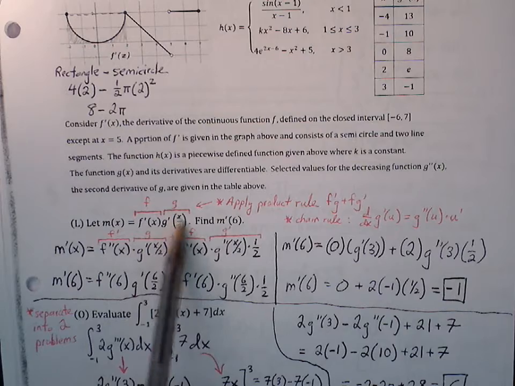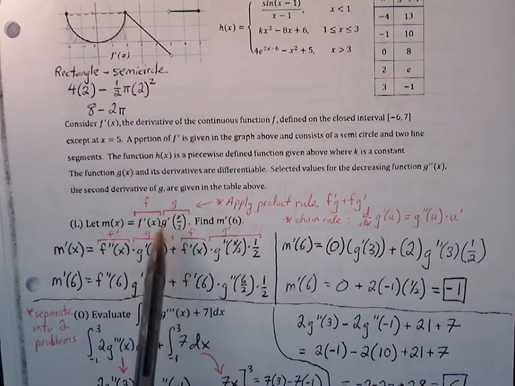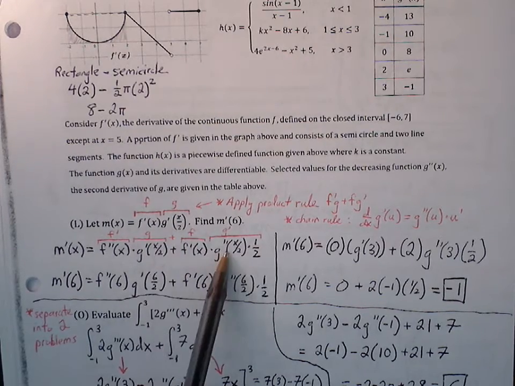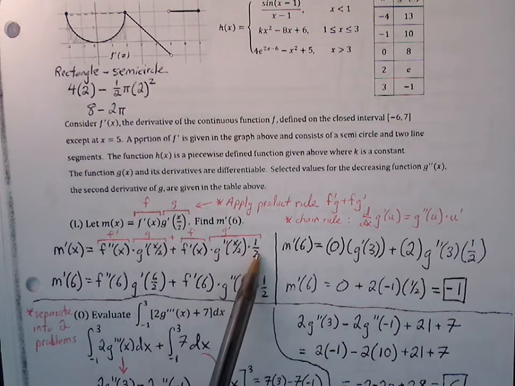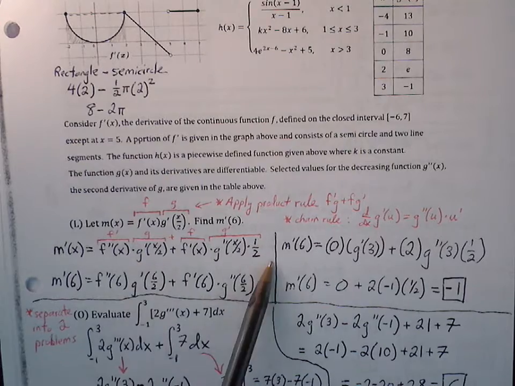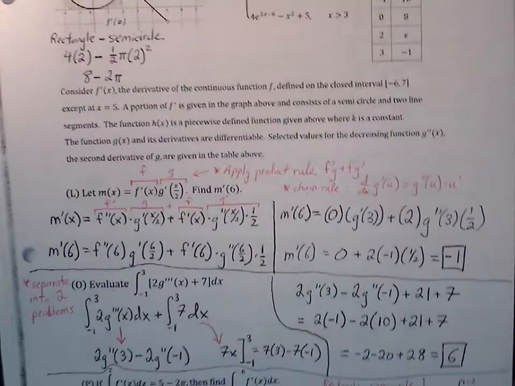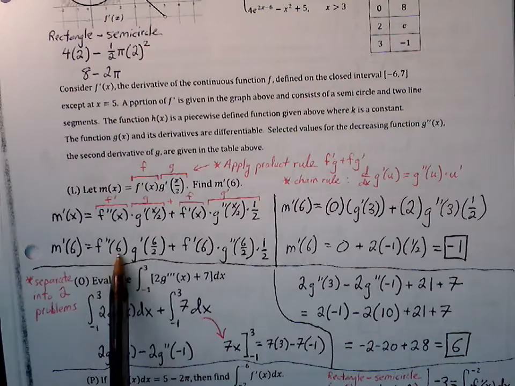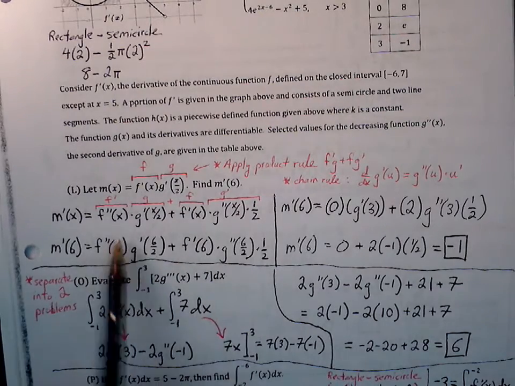Notice that there's something inside the parentheses, so we have to go through chain rule here. So g prime turns into g double prime, and then x over 2 turns into 1/2. All right, now we have everything spelled out for our derivative. Replace every x with 6, and then we clean up.